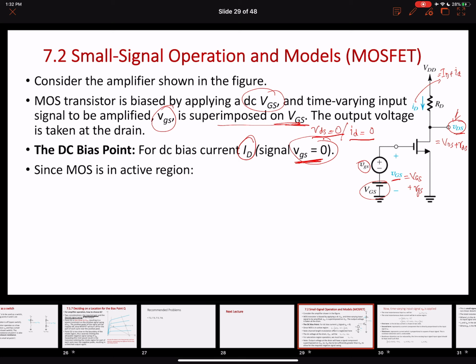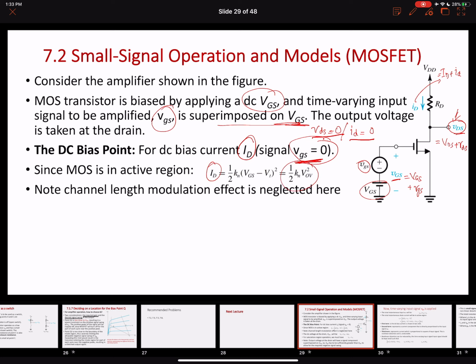So to operate that MOS in the active region, we know that the drain current ID is equal to half gain times VOV whole square, right? This is the saturation current equation that we discussed in the last chapter. And again, this equation assumes that no channel length modulation effect is considered, or lambda equals 0. So this is the value of the drain current when we apply a DC VGS. When the time varying VGS is 0, this value of ID will be equal to half gain VOV whole square. Similarly, let's find the value of the VDS.